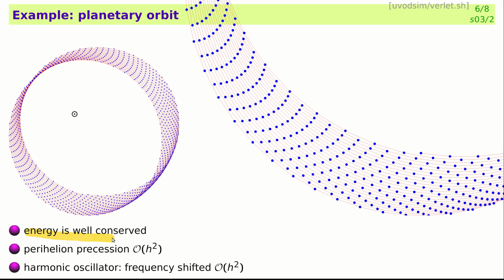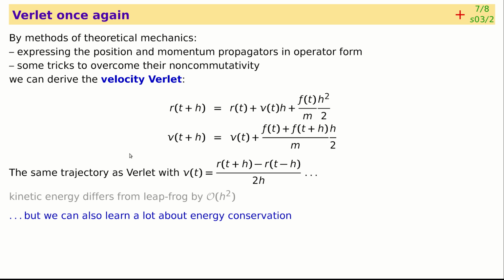But energy is conserved. Similarly, if we have a harmonic oscillator and use the Verlet method or Leapfrog, the frequency is inaccurate, and the error in frequency, similarly to this precession, is on the order of the time step squared. And one note you can mention here, this is a plus, so it's some information that may be interesting, but it is not the mainstream.